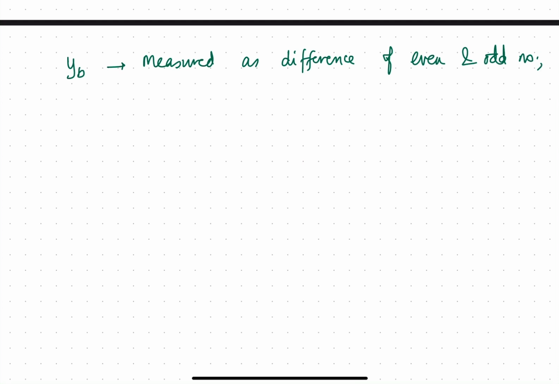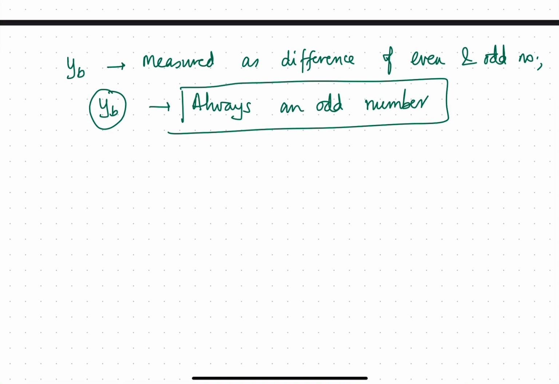Now since this YB is measured as the difference of an even and an odd number, this back pitch is always an odd number. Okay, this is just some general information which you must keep in mind. The back pitch is always an odd number.